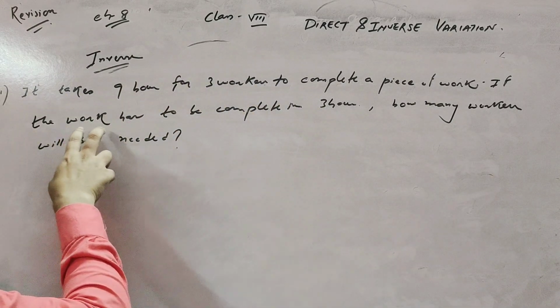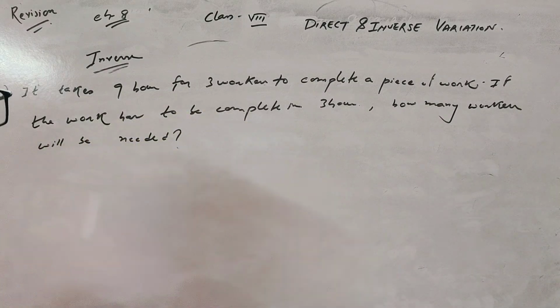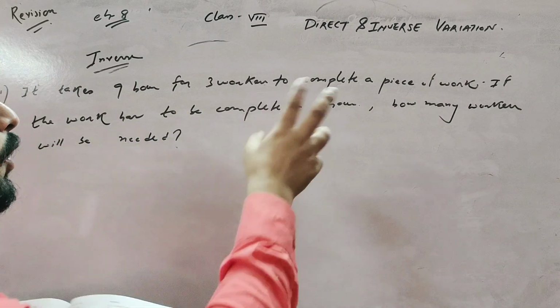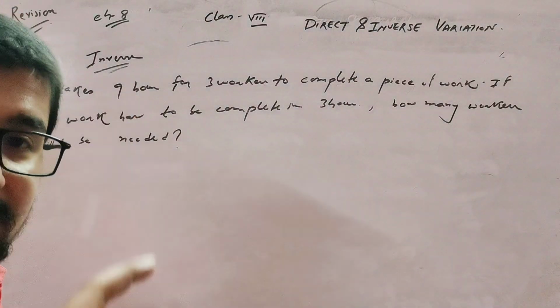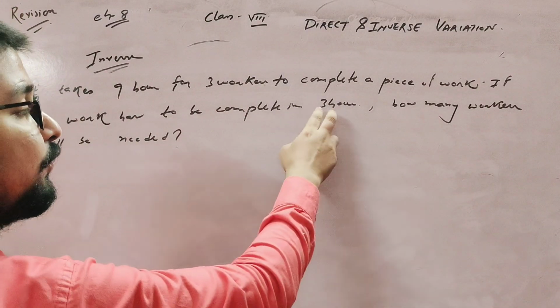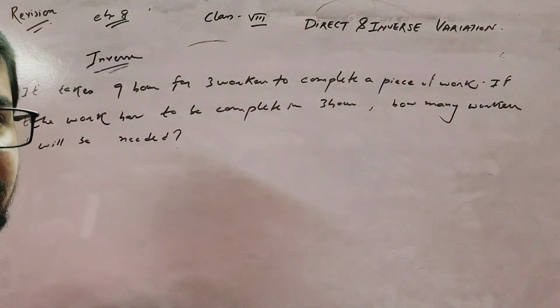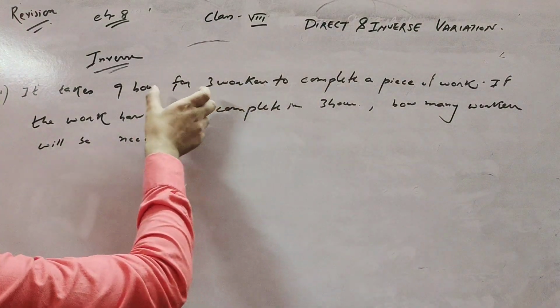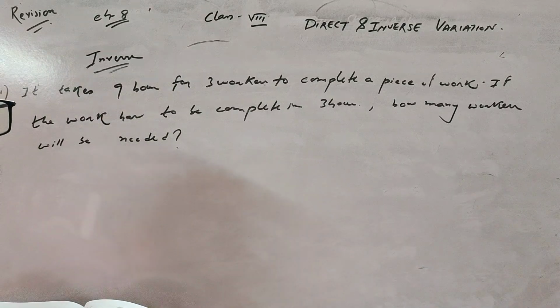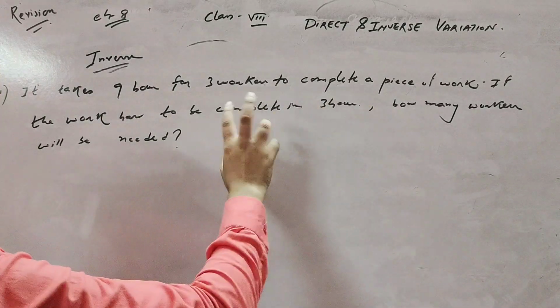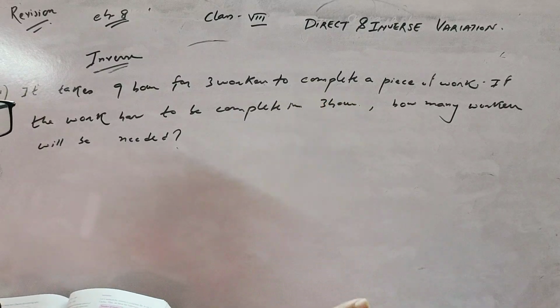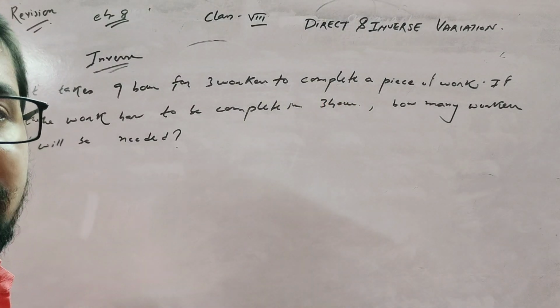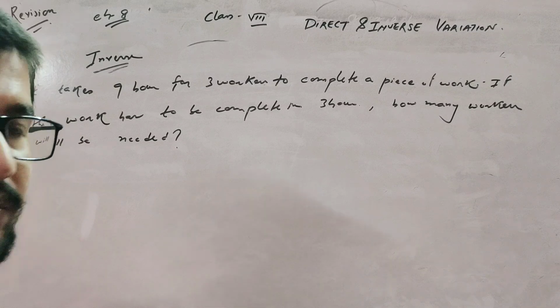So if the work has to be completed in just 3 hours, how many workers are needed? There is an inverse relation, because when you want to complete your work as soon as possible, then you need more workers. So the number of hours is decreasing and the number of workers is increasing.